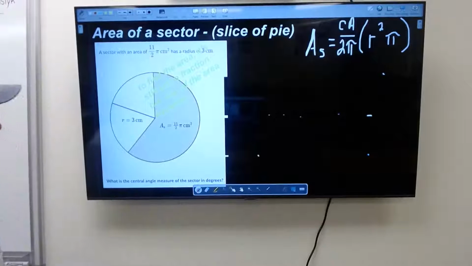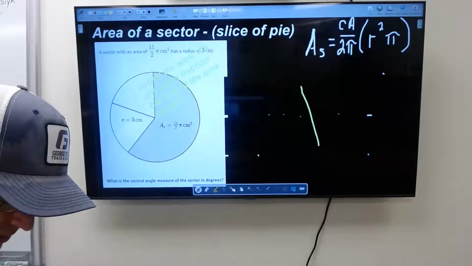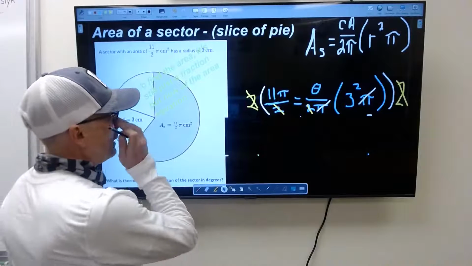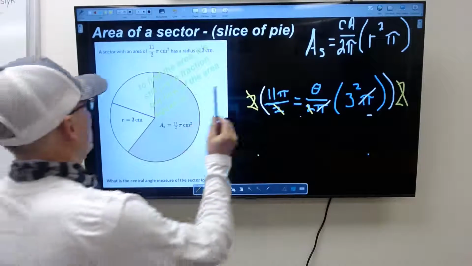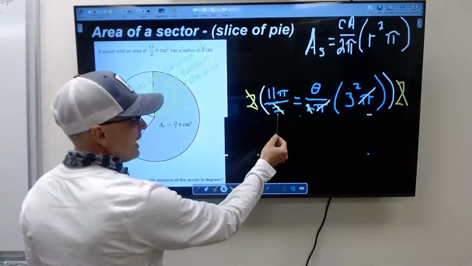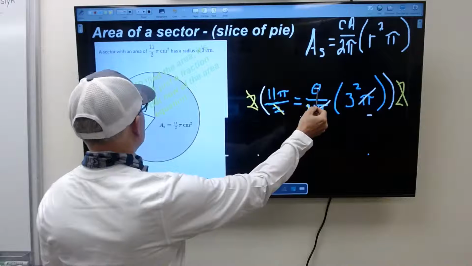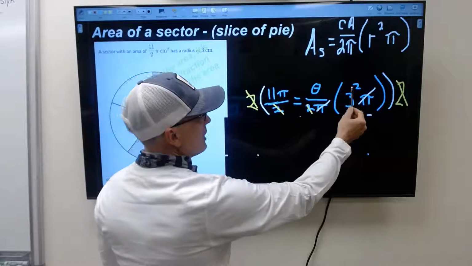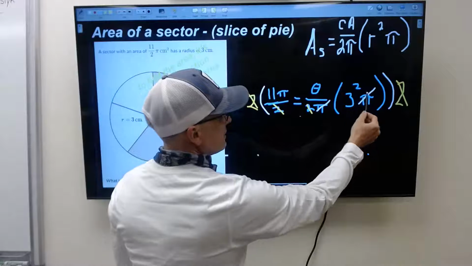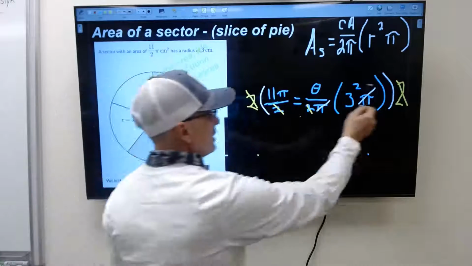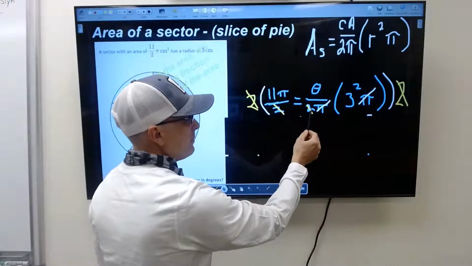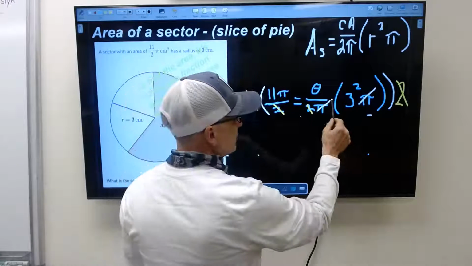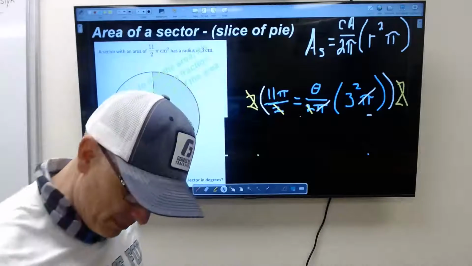Okay? And if I do that with these measurements, then what I'm going to get is, whoops, that's not what I'm going to get. I'm going to get that. Okay? So I've got the area of the sector, 11 pi over 2. I've got theta, which is what we're trying to find out. Okay, what's the central angle? Theta divided by 2 pi. Now I've got my radius, which they gave us as 3 squared times pi. Now, the reason these 2's are here is because I noticed that there was a 2 in both denominators, so I multiplied both sides by 2 to get rid of the denominators, because that's what bothers most people. I also am able to cancel these pi's, but now we got to clean it up.